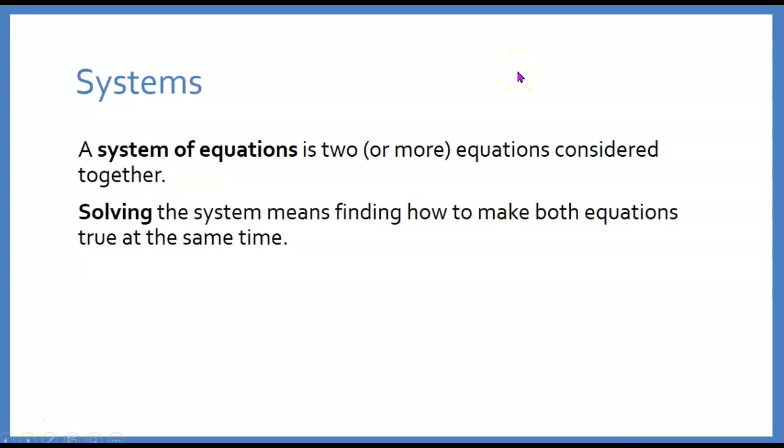So let's stop and take a look at where we are. A system of equations is when you have two, or possibly more, but we'll stick with two equations considered together. And then solving the system means finding out how to make both equations true at the same time. What numbers have to go in place of the variables so that both equations are true?